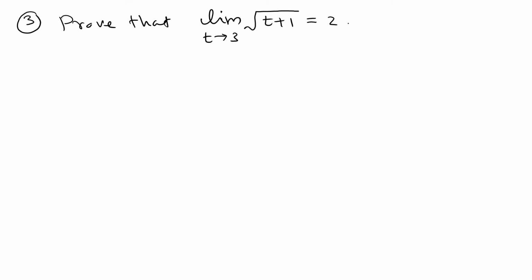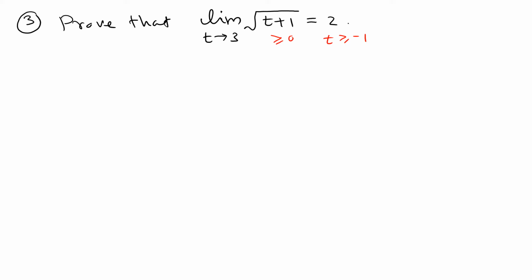As the next example, we want to prove that the limit as t goes to 3 of the square root of t plus 1 equals 2. We notice something here. Since this is a square root function, we want to make sure this part is greater than or equal to 0. So this implies t is greater than or equal to negative 1. That means you want to make sure that you are not going to plug in anything smaller than negative 1. Let's see how we can take care of that later.